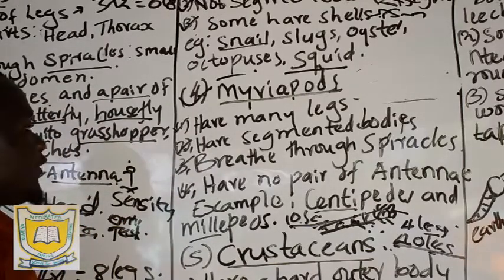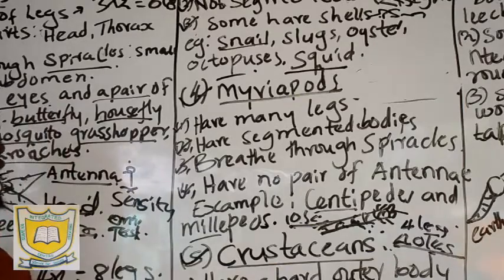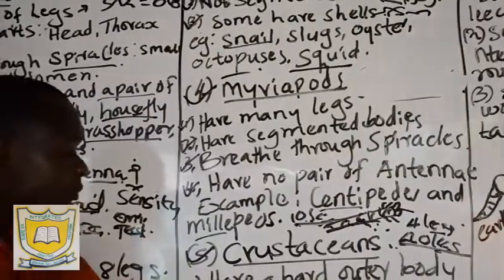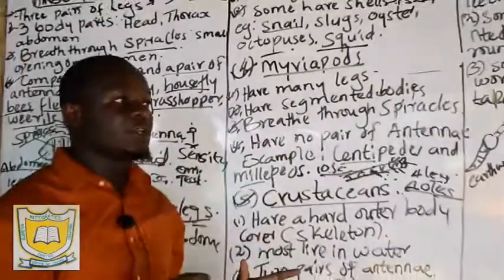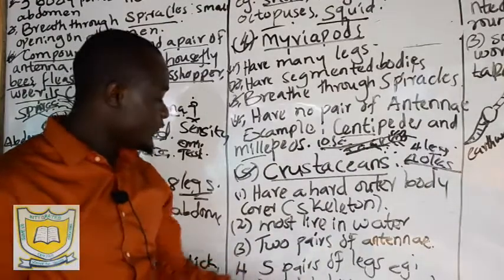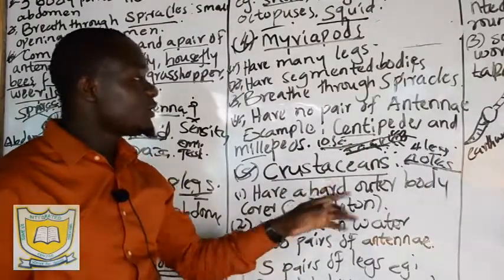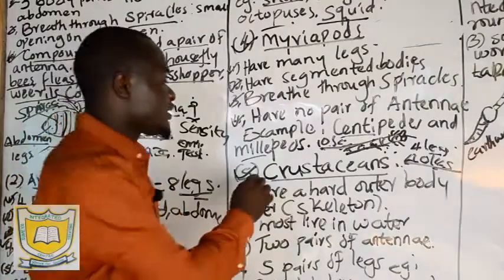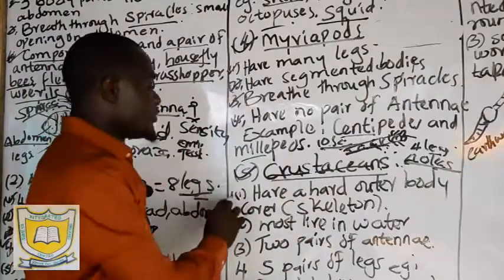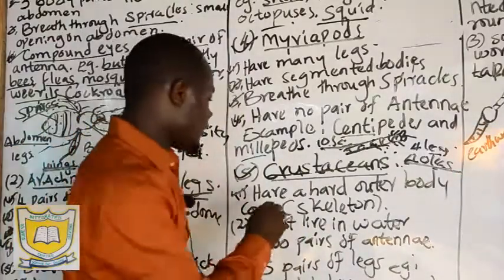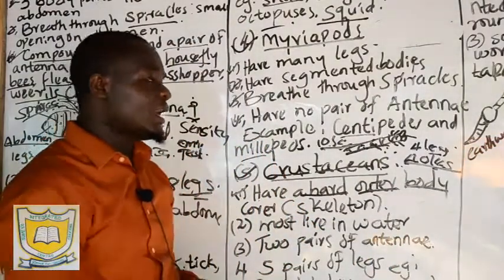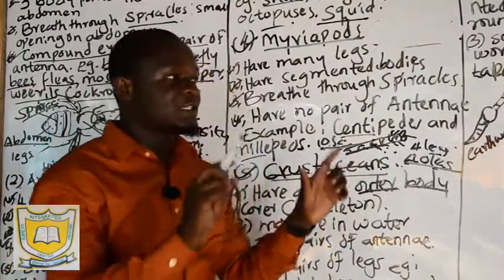We move to the 5th example of invertebrates. We talk about the crustacea. When you get to some books, they just give you examples, but they don't give you the general name given to this group of the crabs, the lobster, the crayfish, and the prawn. The general name given to this group is the crustacea. We have the specific characteristics of this group. Number 1, they have a hard outer body. This means it has an external skeleton.